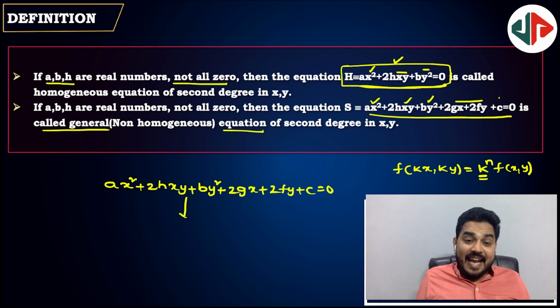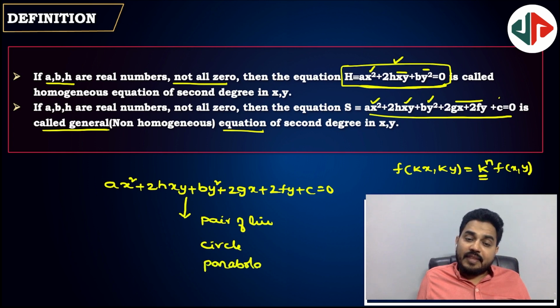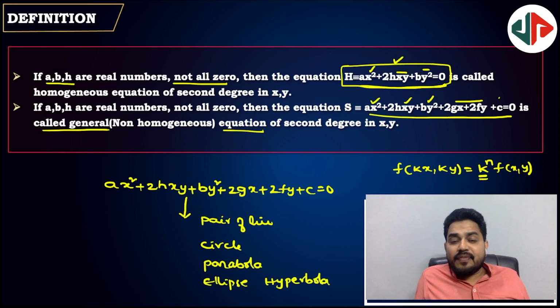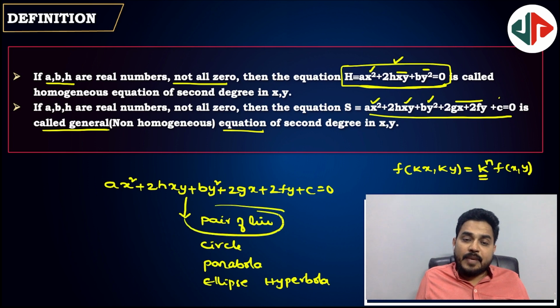See, it can represent a pair of lines. It can represent a circle. It can represent a parabola. It can represent an ellipse. It can represent a hyperbola. So under different conditions, it can be any of these. Now we are going to study this pair of lines.